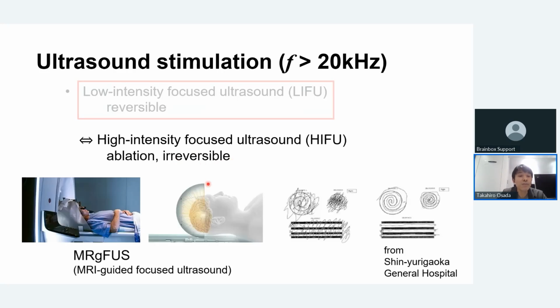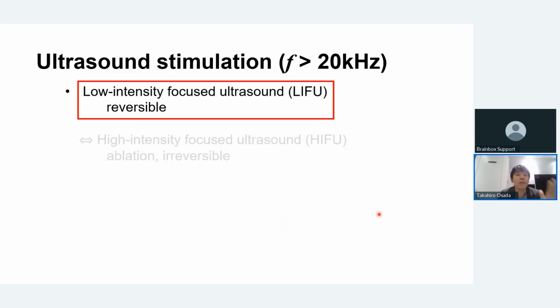For example, HIFU is used for treatment of tremor by applying to the thalamus. This is routinely administered within an MRI scanner, MRI-guided focused ultrasound, MRgFUS. After the treatment by administration of ultrasound to the thalamus, symptoms of tremor are reduced. Now, from now on, I'd like to focus on low-intensity focused ultrasound, LIFU.